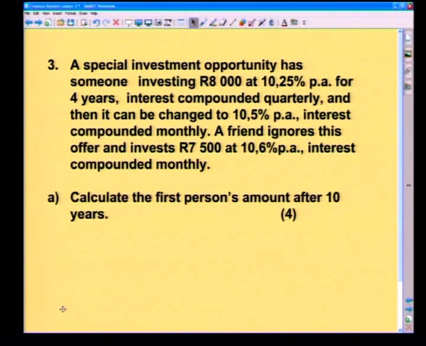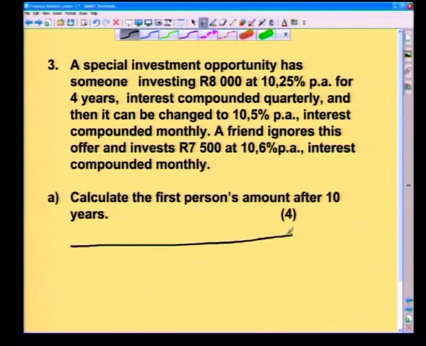Here it says there's a special investment opportunity, has someone investing 8,000 Rand at 10.25% per annum for 4 years, interest compounded quarterly, and then it is changed to 10.5% per annum interest compounded monthly. A friend ignores this offer and invests his 7,500 Rand at 10.6% per annum interest compounded monthly. So now it says calculate the first person's amount after 10 years. So this is the original guy, and this is the one here who has ignored the advice. So let's have a look what happens.